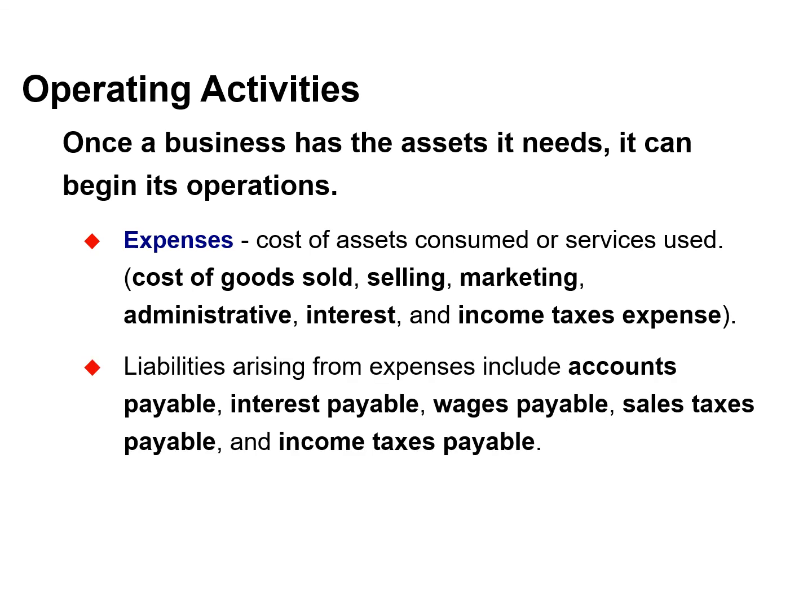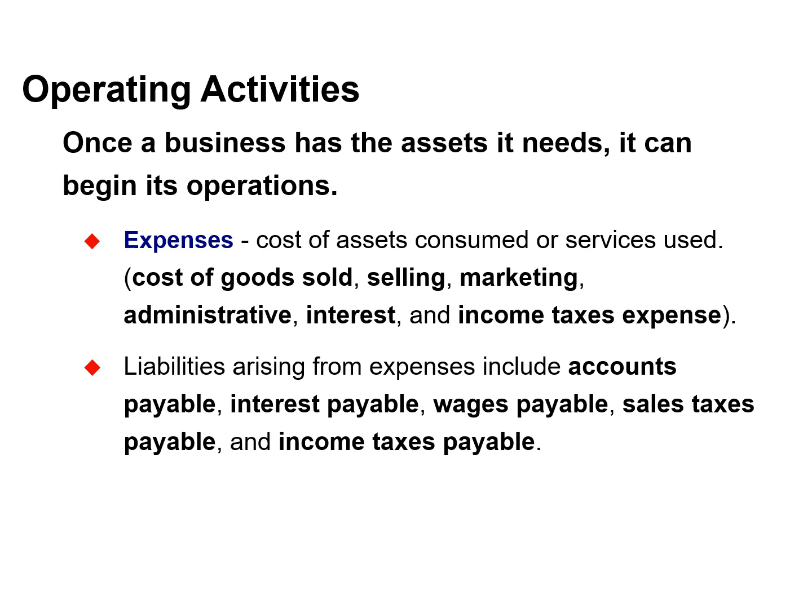Companies may also have liabilities arising from these expenses. For example, it may purchase goods on credit from suppliers. These obligations to pay for these goods are called accounts payable. Companies may have interest payable on the amounts owed to the bank. It may also have wages payable to its employees and sales tax, property tax, and income tax payable to the government.